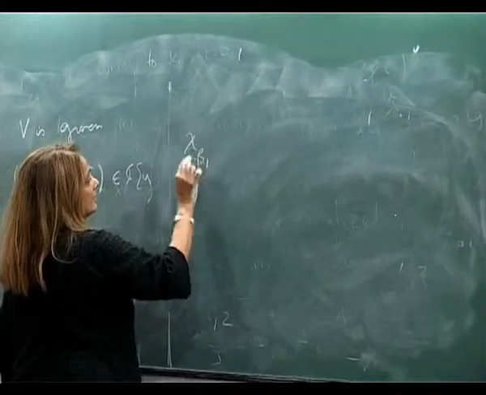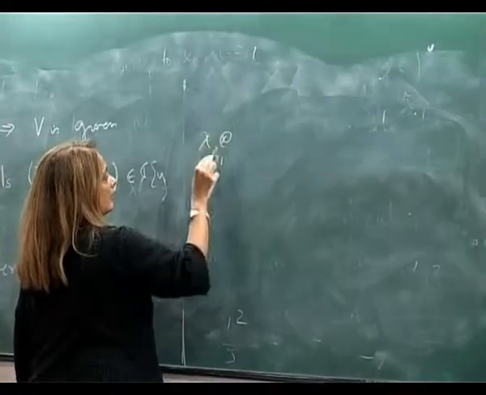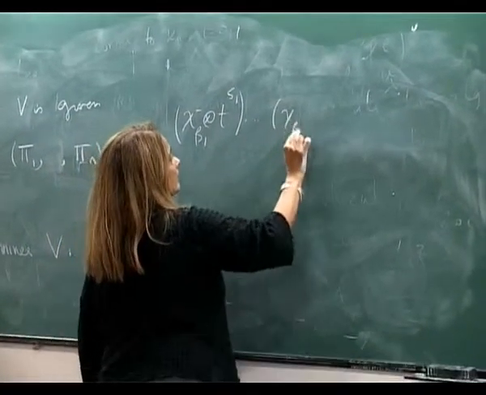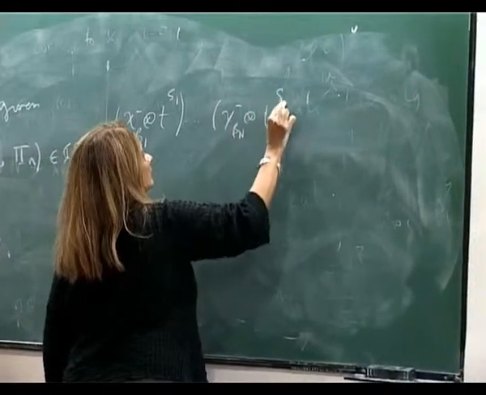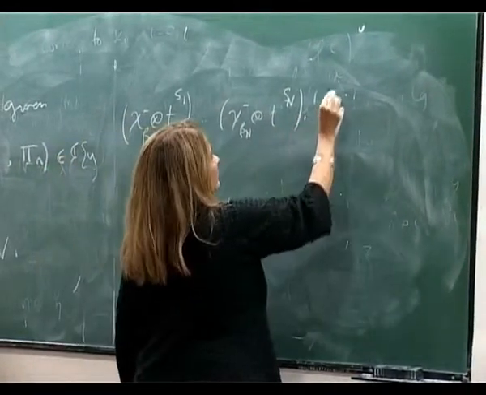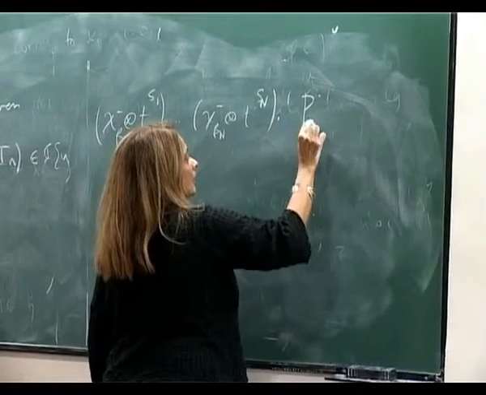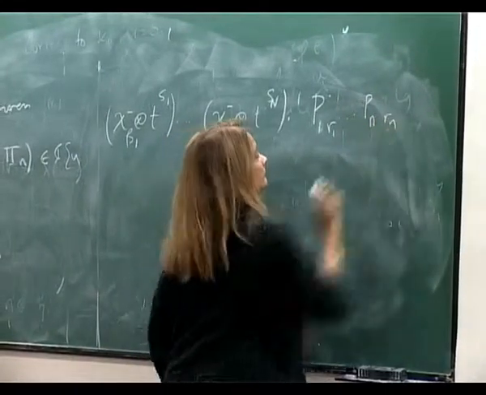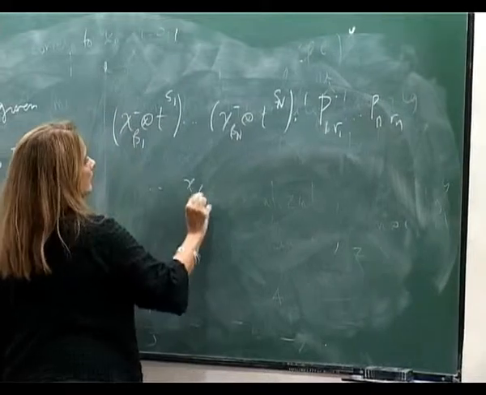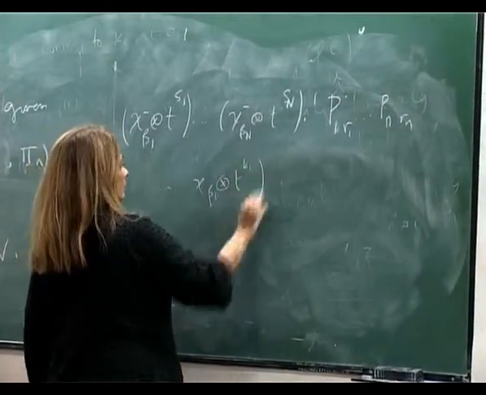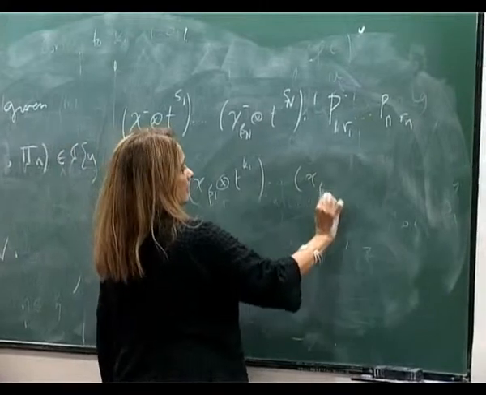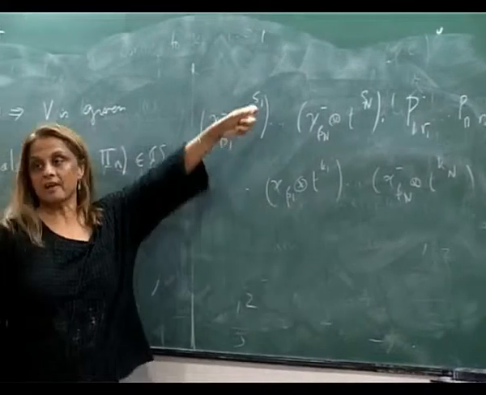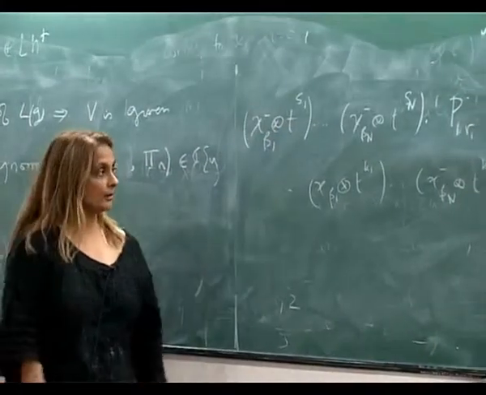First you write down x_beta1 minus tensor t^s1 and so on, up to x_betan minus tensor t^sn. These can vary. Then you write down all these powers p1, r1, up to pn, rn. And then you write down x_beta1 tensor t^k1 up to x_betan minus tensor t^kn. Each beta can appear more often with varying powers of t, but it's too horrible to write down. This is a Z basis.